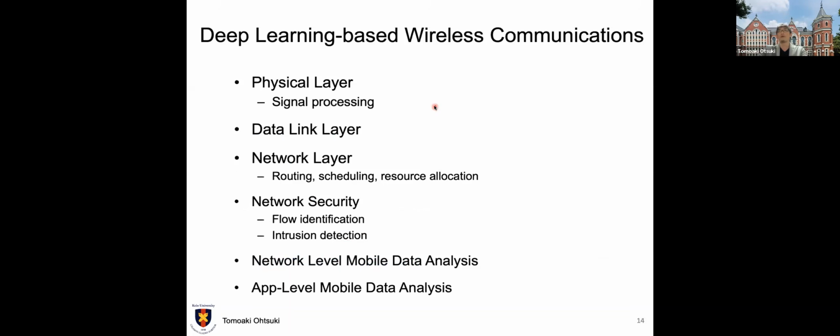Okay, so DL-based wireless communications. People are doing a lot of research in various aspects, at various layers: the physical layer, data link layer, network layer, even network security, and also some analysis, like network-level and app-level mobile data analysis. As I mentioned before, I mainly focus on the physical layer, which is mainly signal processing.